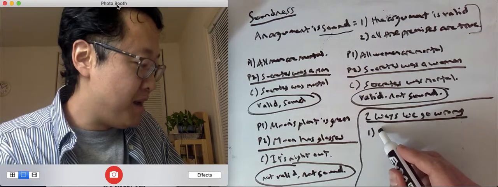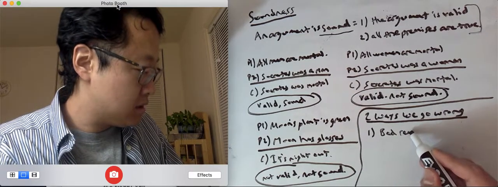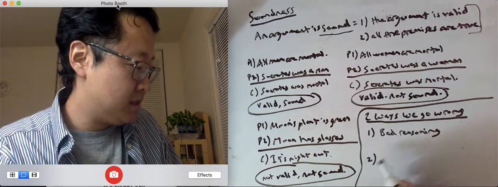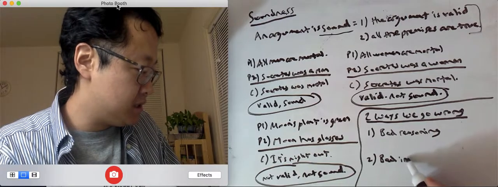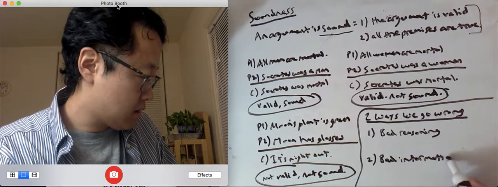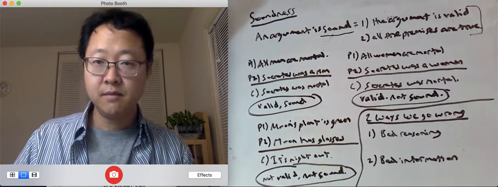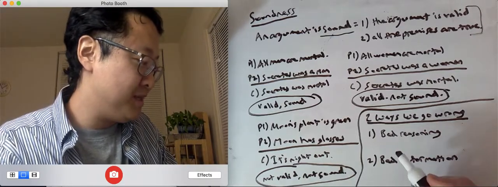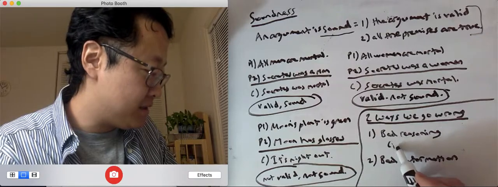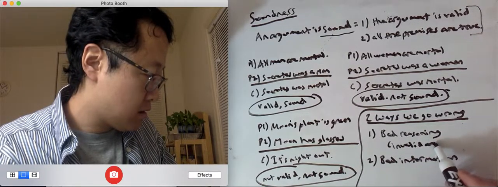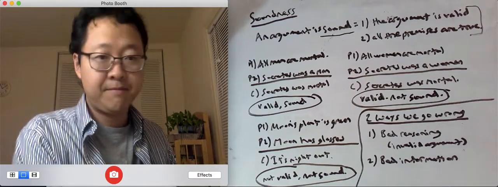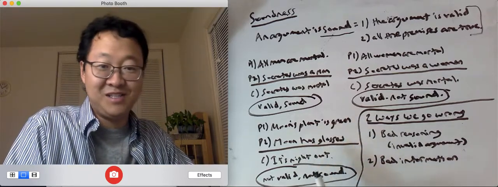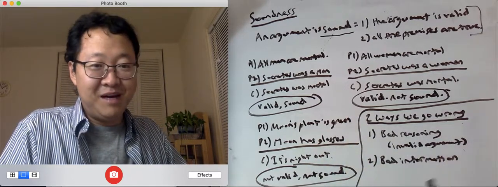One is bad reasoning. Number two is bad information. An example of bad reasoning will be when we use an invalid argument. And that's what's going on here. We go from "Moon's planet is green and Moon has glasses" to "it's night out," right? We engaged in bad reasoning.